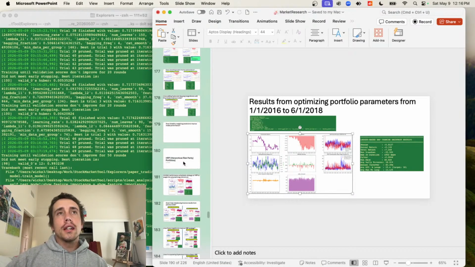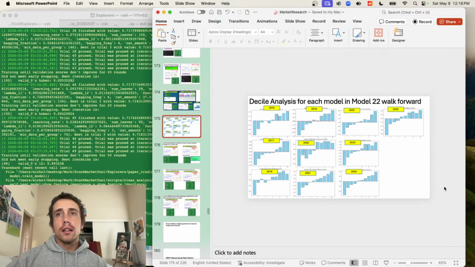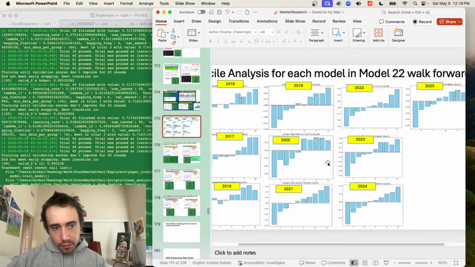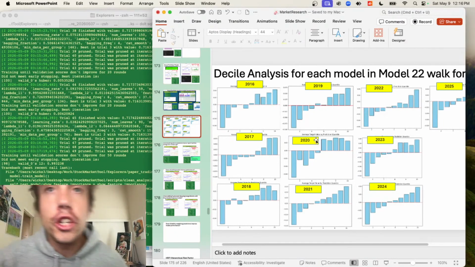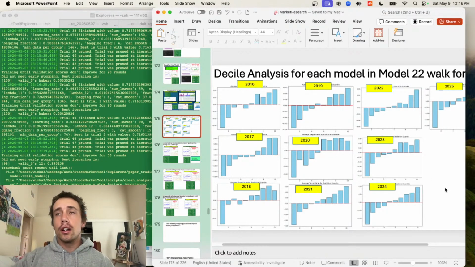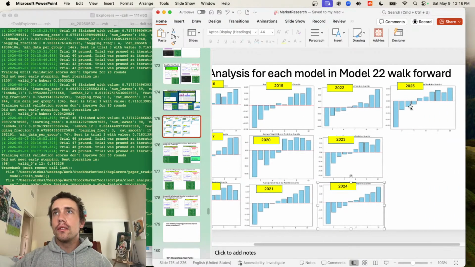So the next thing I did was look into the decile analysis of each model inside of the walk forward, and I found a couple things that are interesting. First off, it's not perfectly monotonic every year. You see 2016 isn't monotonic, 2018 isn't, 2019 isn't, 2020 isn't. 2021, 22, 23, 24, and 25 all look really good.